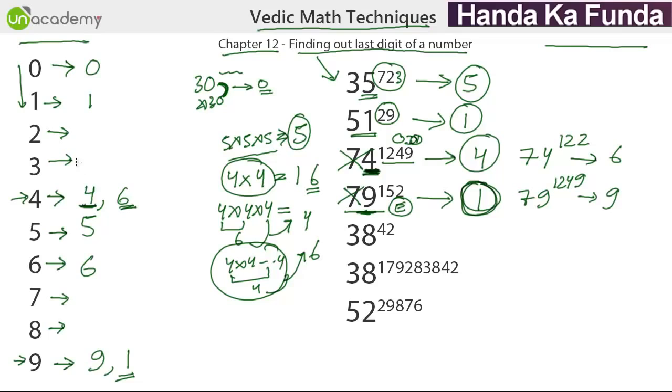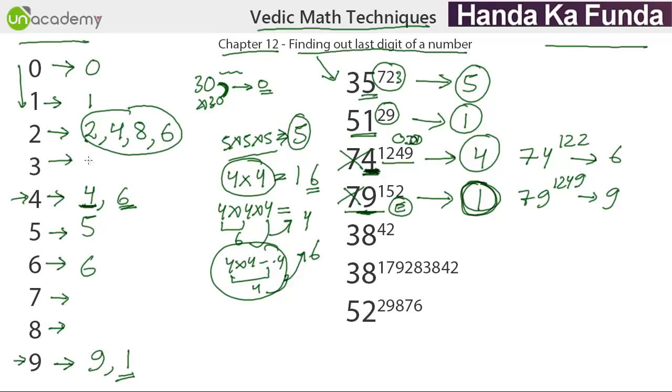Because here the cycles become longer. Let's first try and figure out what the cycles are. 2 to the power 1 ends in 2. 2 square is 4, so it ends in 4. 2 cube is 8, so it ends in 8. 2 to the power 4 is 16, so it ends in 6. 2 to the power 5 is 32, so it is back to 2 again. Which means the cycle for 2 is 2, 4, 8, 6.